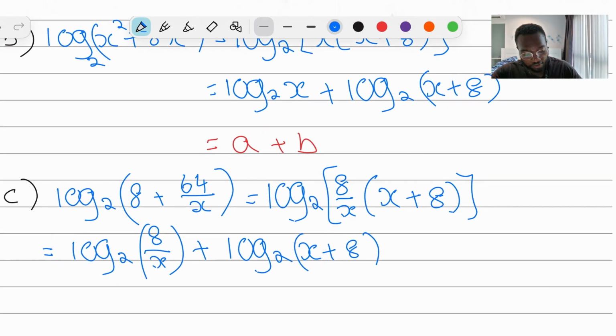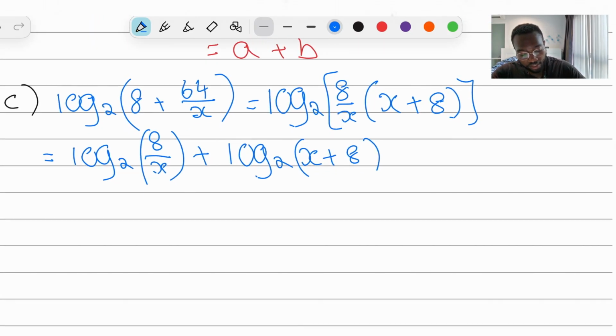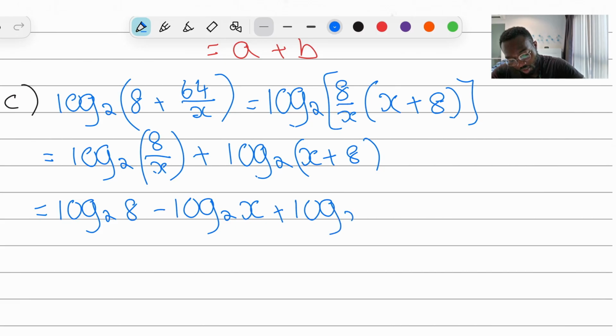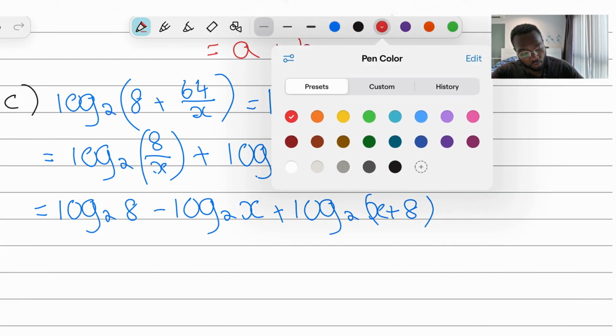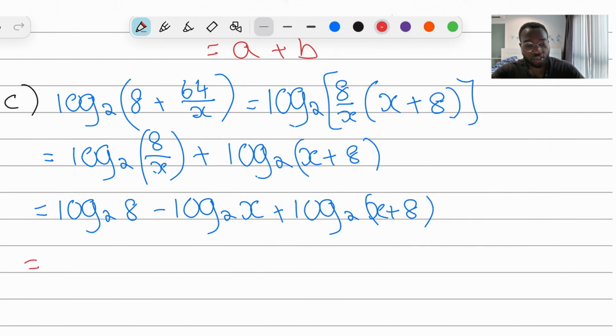And now that we've got it in this form, we can even break up that log base 2 of 8 over x. So that will be log base 2 of 8 minus log base 2 of x, and then we still have that log base 2 of x plus 8. Now we can work this all out. Log base 2 of 8 is just 3, then the minus log base 2 of x is just minus a, and log base 2 of x plus 8 is just b. So we're left with 3 minus a plus b.